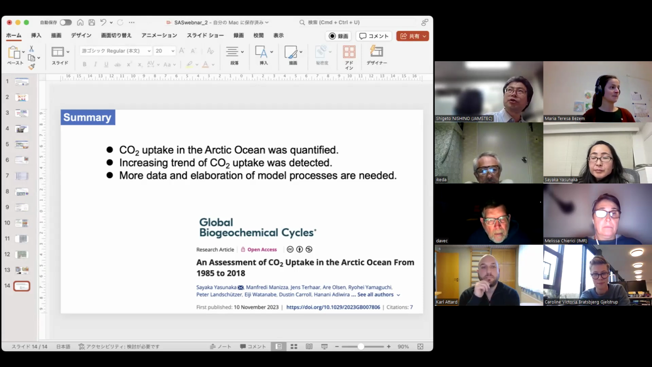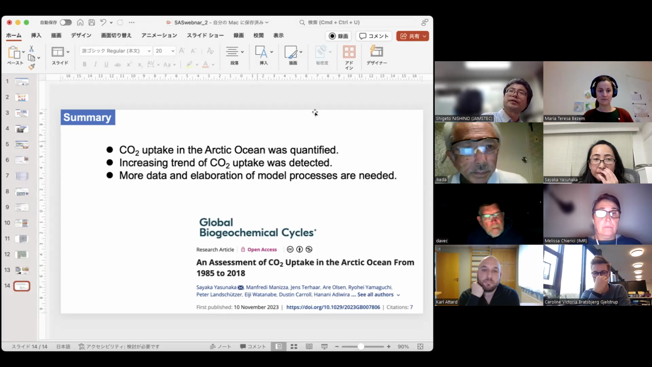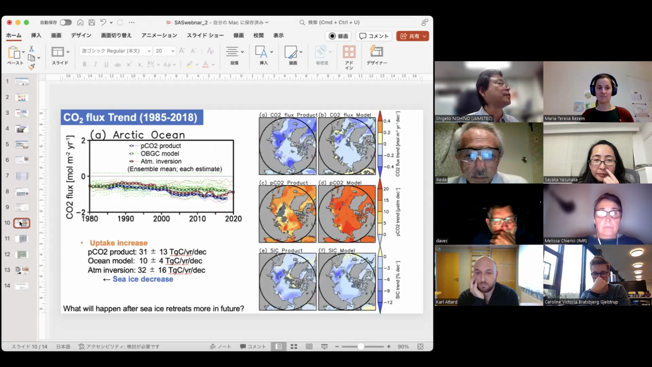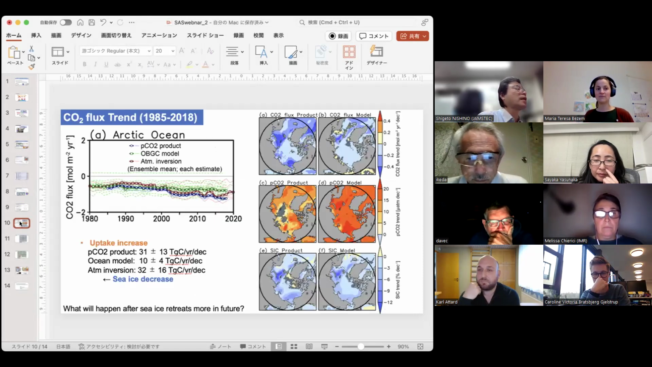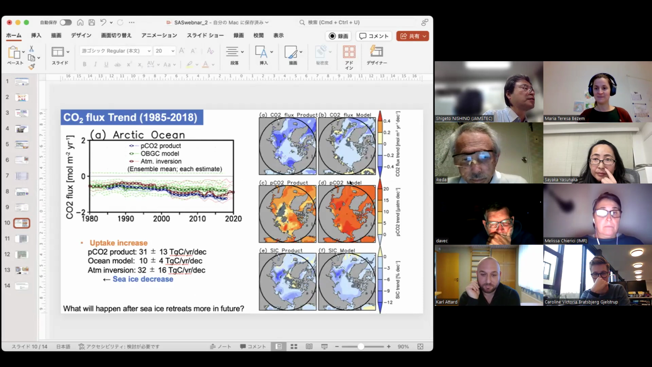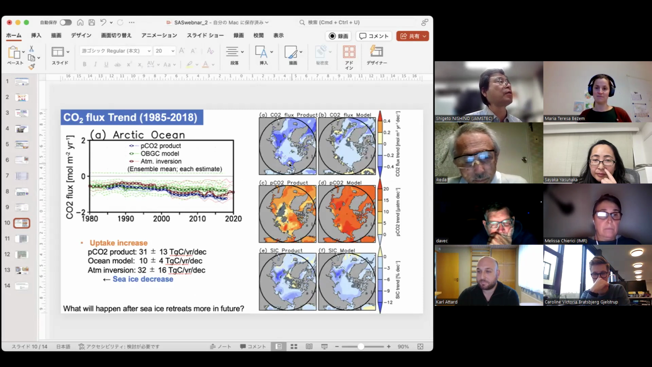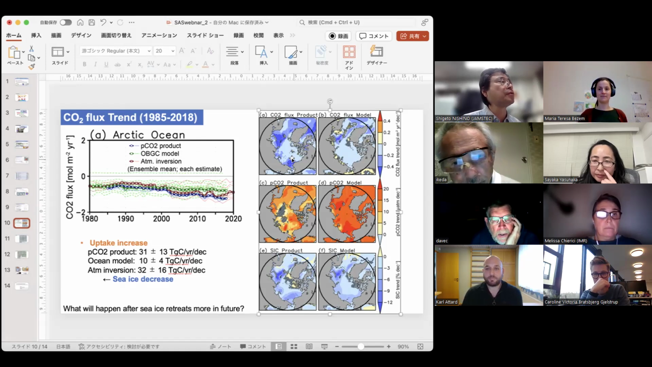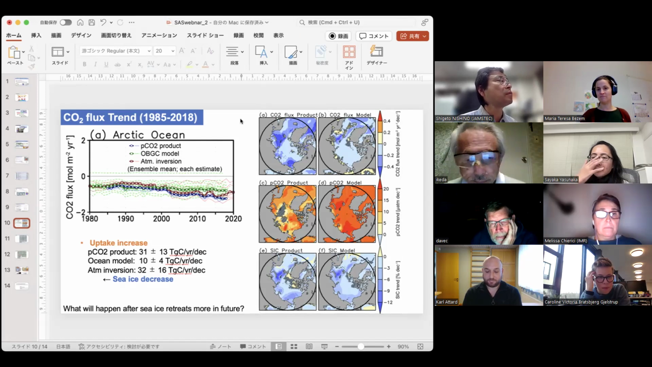You showed the CO2 increase in the Barents and the Chukchi seas. In the Chukchi, the primary productivity may be increased due to the loss of sea ice, and the increased primary production could increase the absorption of CO2. What percentage is such a biological effect? Is it high or low?